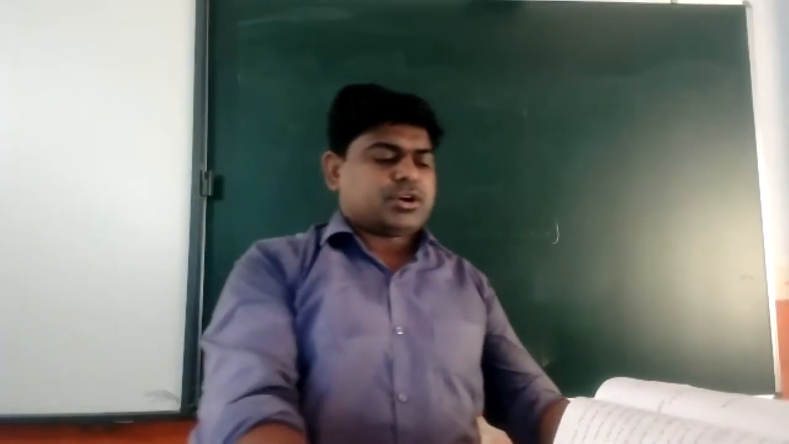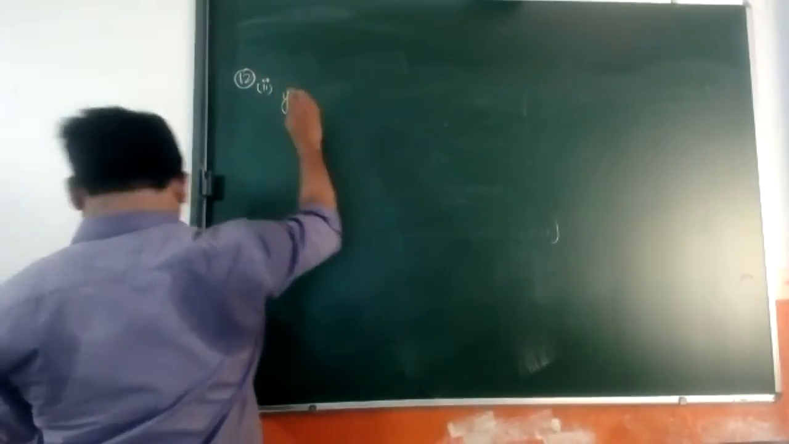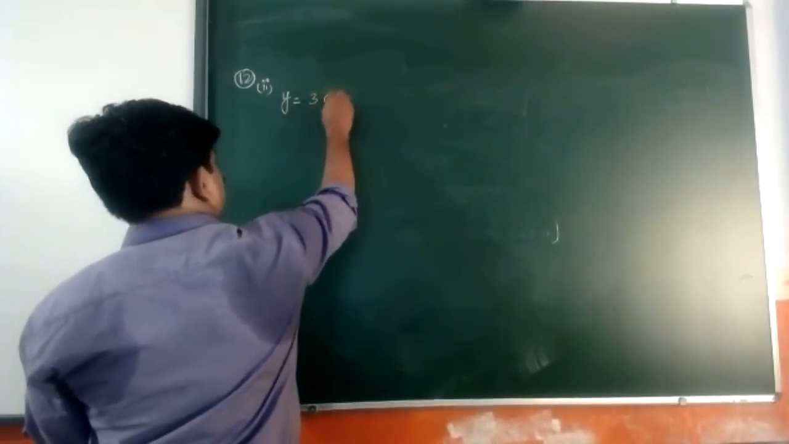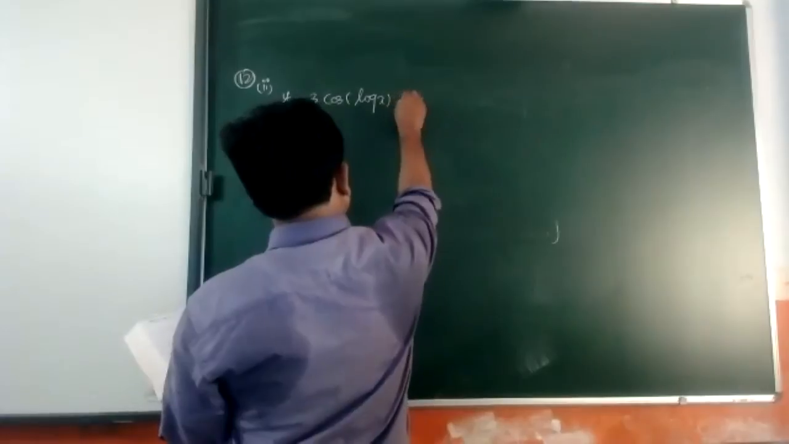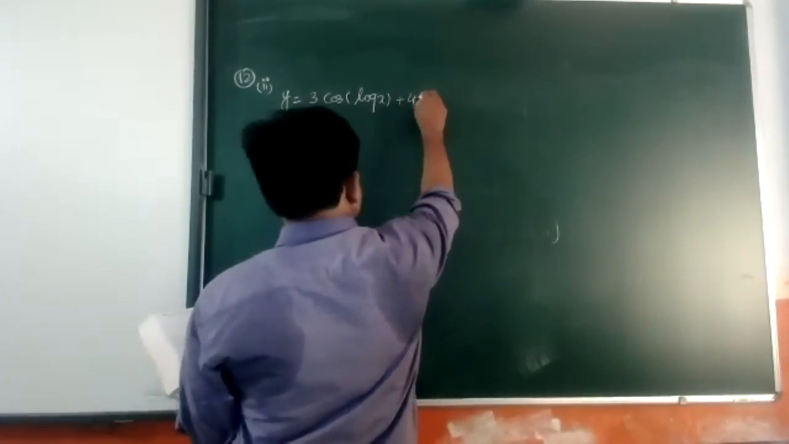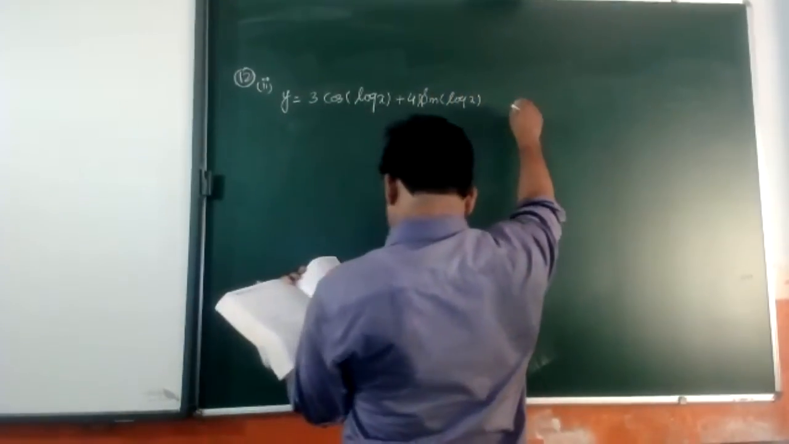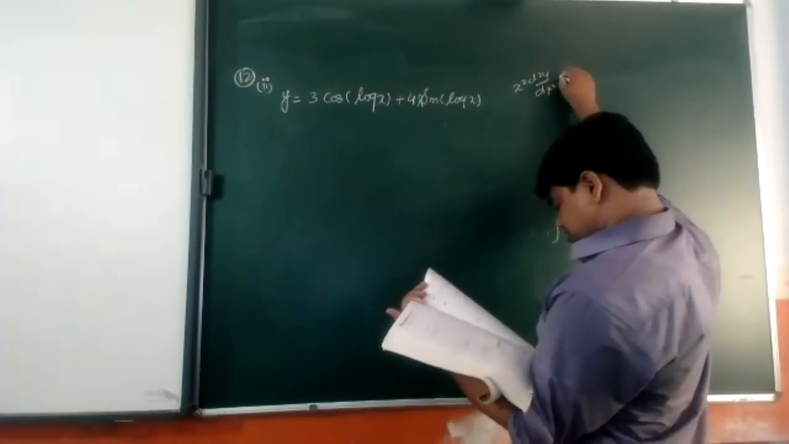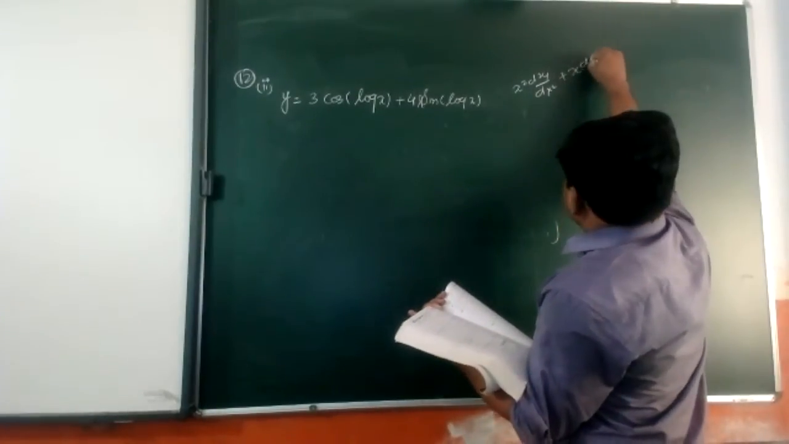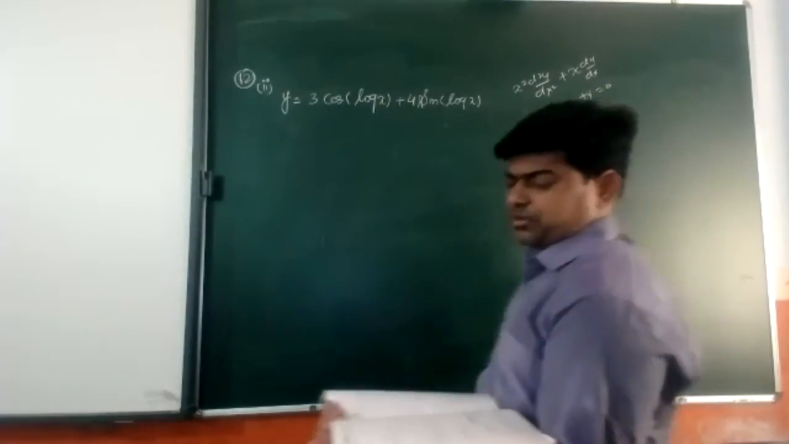Now see question number 12. Second part is there. In this we are having question number 12, second part. y is equal to 3 cos log x plus 4 sin log x, and we have to prove that x square d2y by dx square plus x dy by dx plus y equal to 0. This one we have to prove.